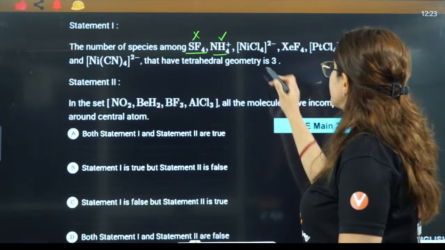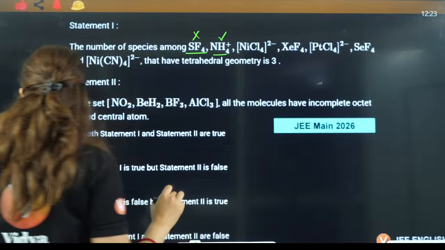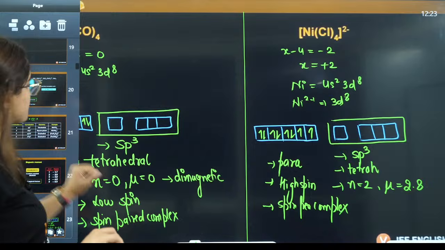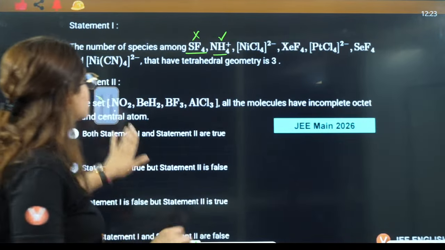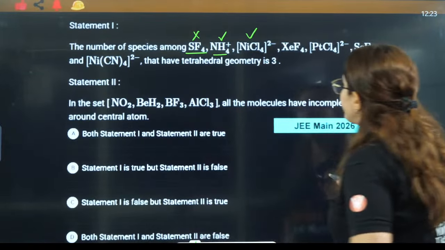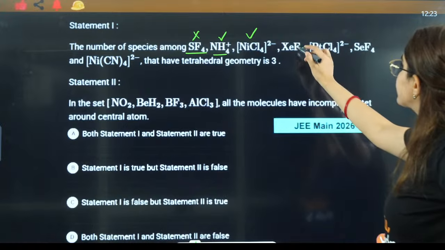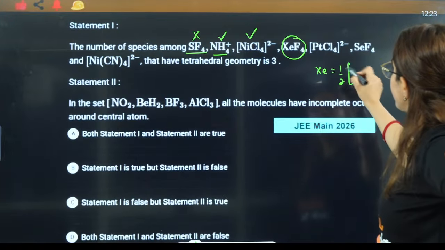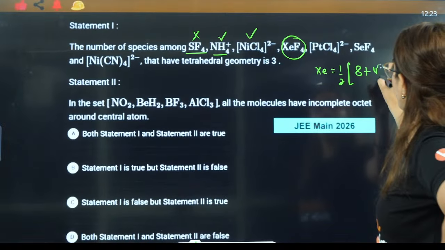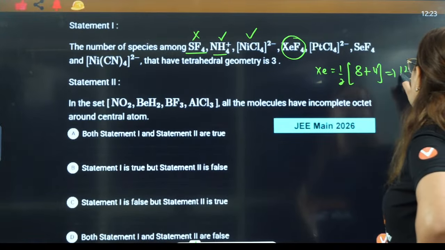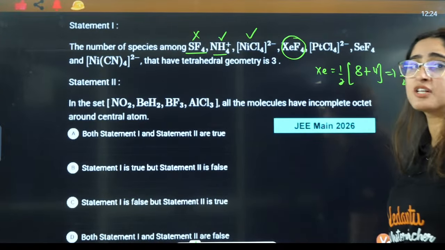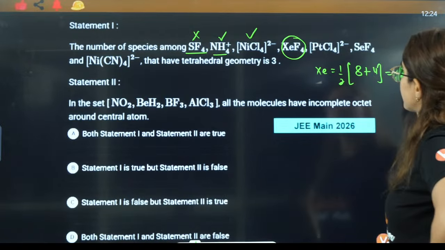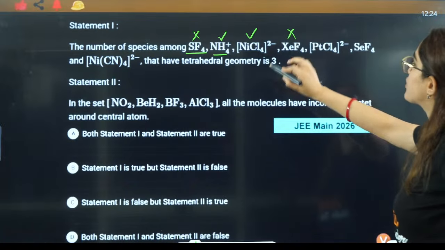NiCl4, we have just discussed, it was tetrahedral geometry. It was tetrahedral, right? So I can say this is tetrahedral. XeF4, you remember in chemical bonding I discussed XeF4. Xenon has how much? Half. Valence electrons are 8 plus 4 monovalent. So 8 plus 4 is 12, by 2, that is 6. Its hybridization is not sp3. It is octahedral, so sp3d2, so this also cannot be true.